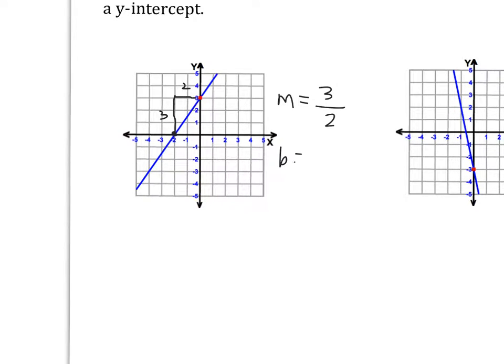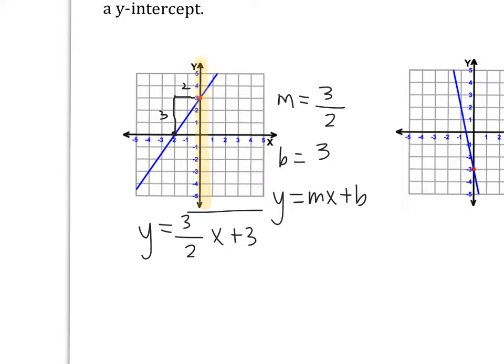Now my y-intercept. Just for reference, I'm going to highlight the y-axis so we can see this. Again, the straight up and down axis is the y-axis. In red, I already have highlighted where the y-intercept is, and that value is 3. So the y-intercept is 3. Recall that y equals mx plus b is the slope-intercept form. Now I'm going to plug in what I have for m, which is 3/2 x, and for b, which is 3. So my linear equation for this graph is y equals 3/2 x plus 3.